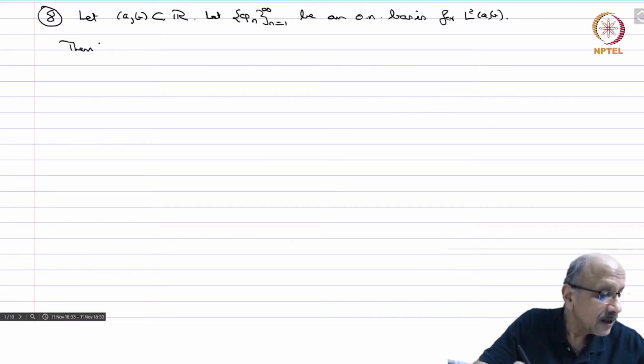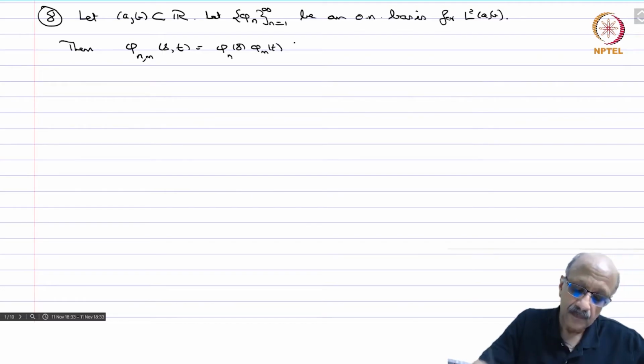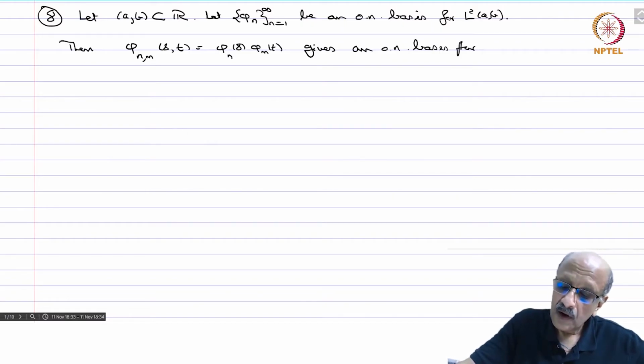Then phi nm(s,t) equals phi n of s, phi m of t, or m n if you like, to keep the same order, gives an orthonormal basis for L2 of AB cross AB.